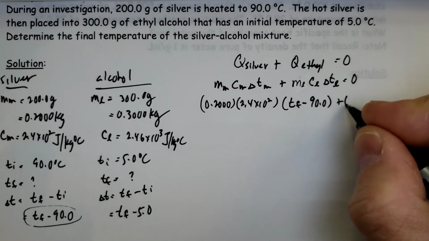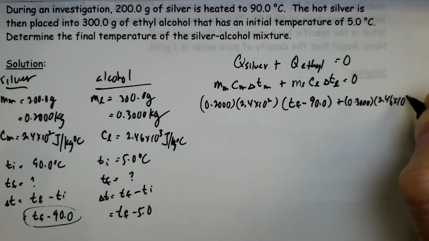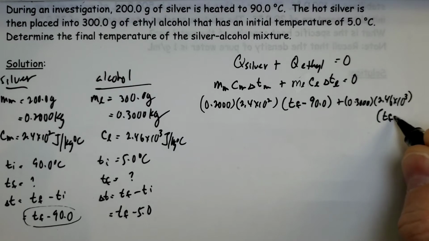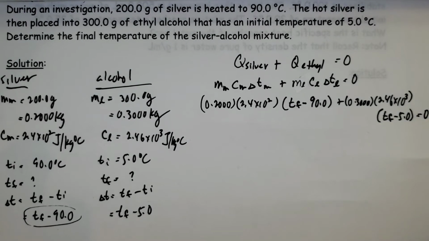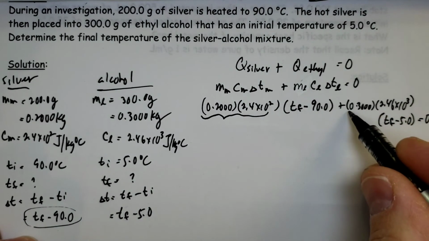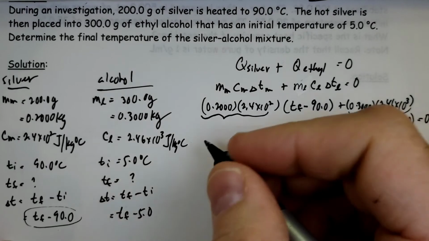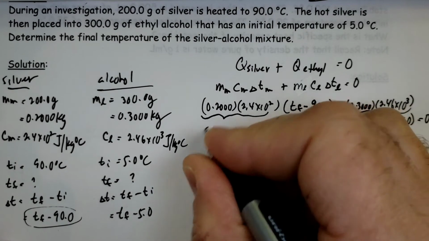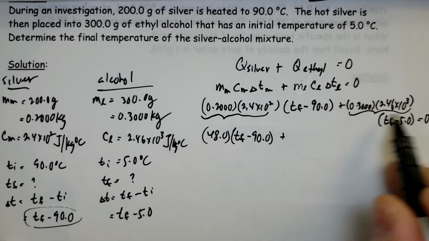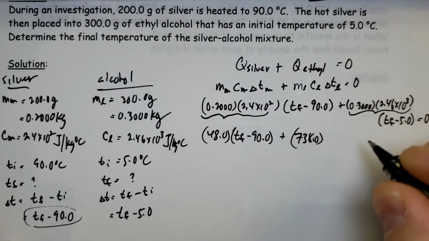Then over here, 0.3000, 2.46 times 10 to the 3. And I'm running out of room here, so I'm just going to write it here. TF minus 5, all equals 0. So to simplify this, I can likely multiply that first and multiply that. Okay, so I'll multiply these two terms. 0.2 multiplied by 2.4 times 10 to the 2, that's going to give me 48. Multiplied by TF minus 90. And then over here, 0.3 times 2.46 times 10 to the 3, that's going to give me 738.0.